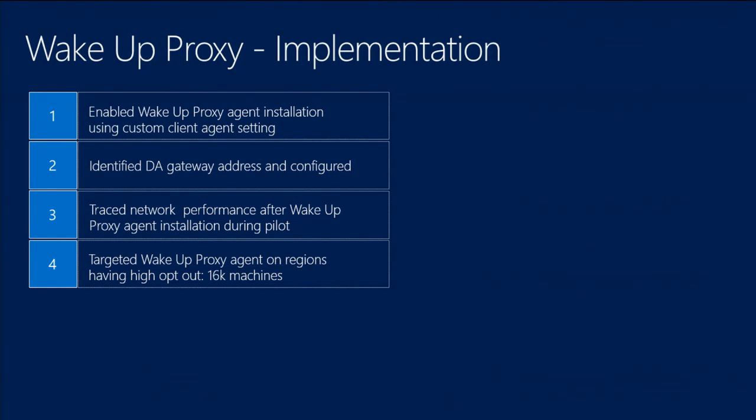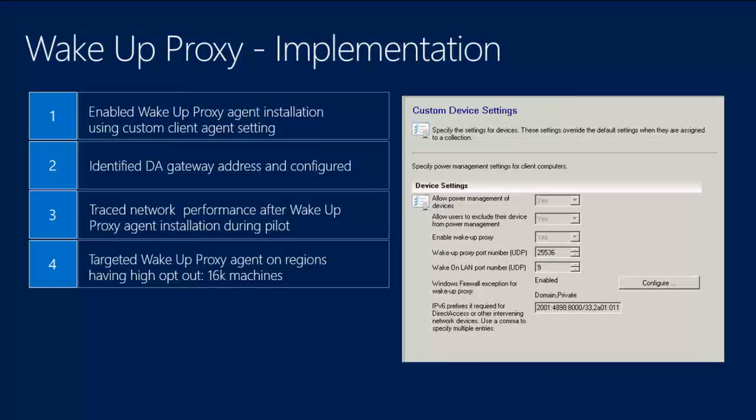But again, anything like this where you're possibly potentially impacting the network is something that you want to do slowly and make sure that you've covered all your bases. Don't go and just check it and turn it on for your entire hierarchy right off the gate. This is what the custom client device settings looks like. It's pretty simple, straightforward.